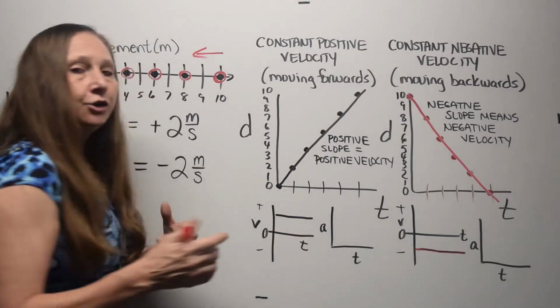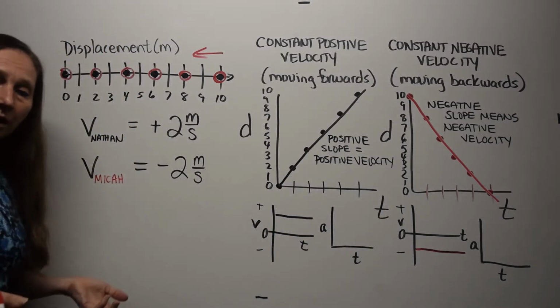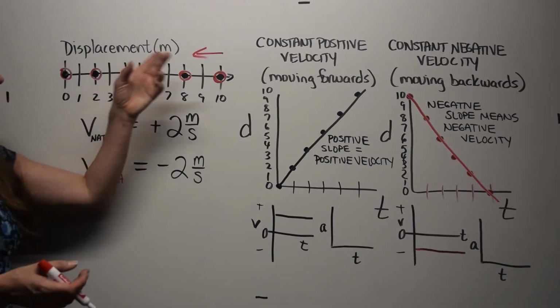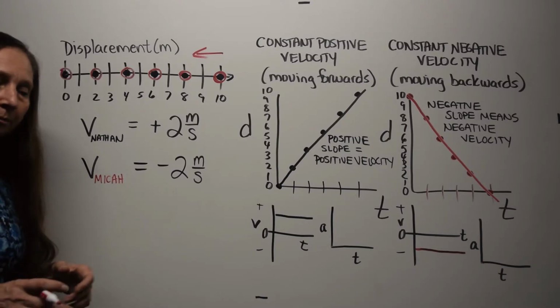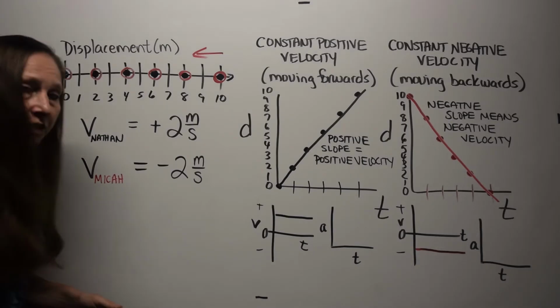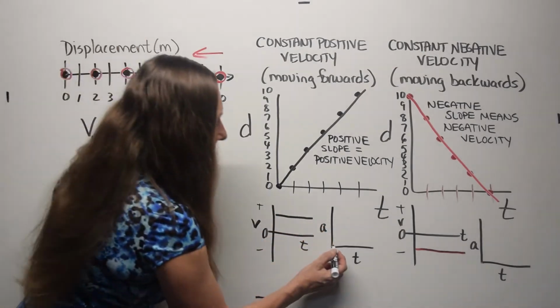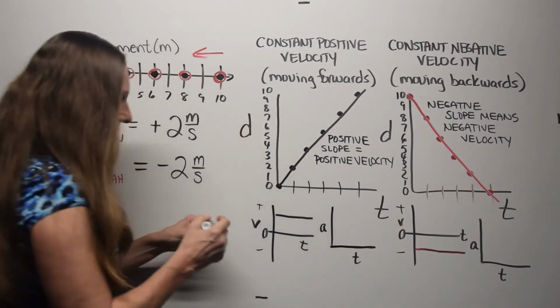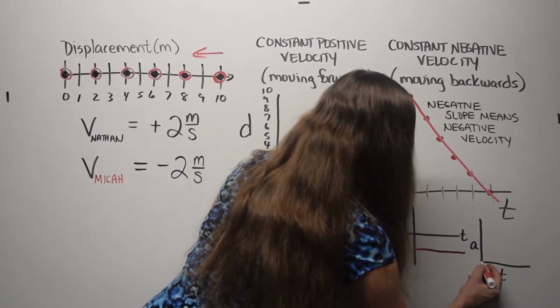Now, the acceleration for both of the boys, Nathan and Micah, is 0. It's constant velocity. His velocity is not changing, so his acceleration is 0. So for Nathan, the acceleration is 0, and for Micah, the acceleration is also 0.